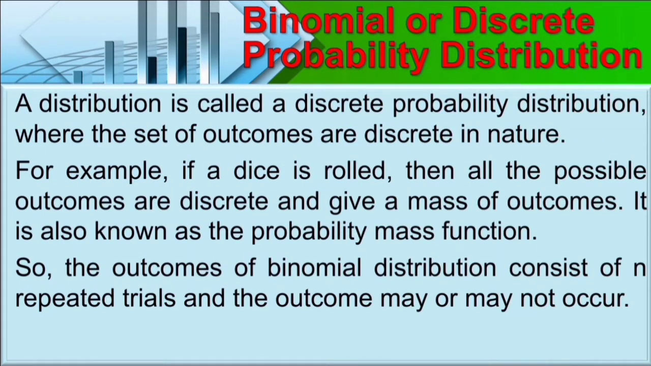Binomial, a discrete probability distribution. A distribution is called a discrete probability distribution where the set of outcomes are discrete in nature. For example, if a dice is rolled, then all the possible outcomes are discrete and give a mass of outcomes. It is also known as the probability mass function. So the outcomes of binomial distribution consist of n repeated trials and the outcome may or may not occur.